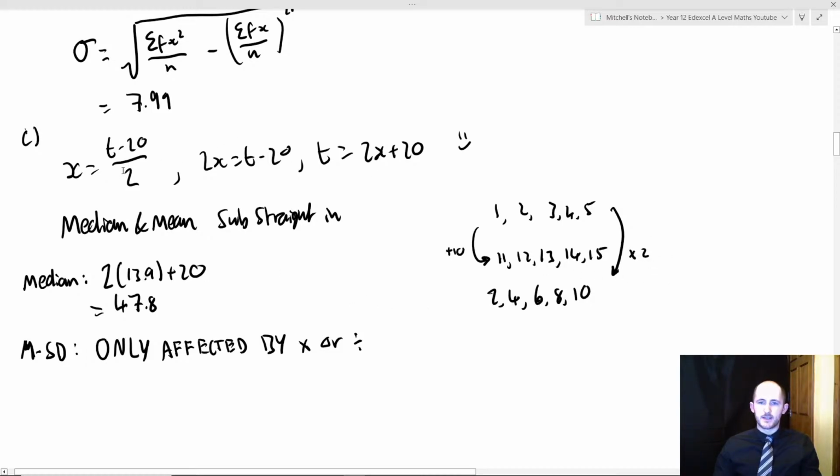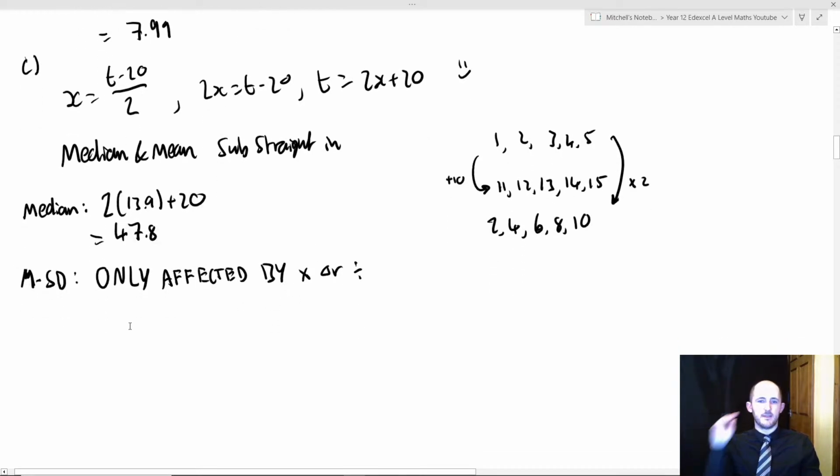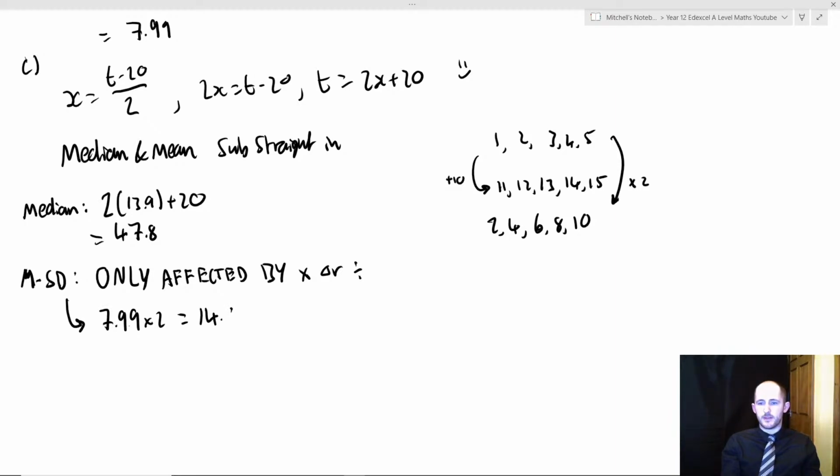So in this case, since they halved my data, I need to double the standard deviation. That's it. I don't need to add the 20 because adding and subtracting numbers does not affect standard deviation. It doesn't affect spread. It only affects the mean and median, the average, okay? So, in this question it is going to be 7.99 times 2, which would be 14.98. No, 15.98.